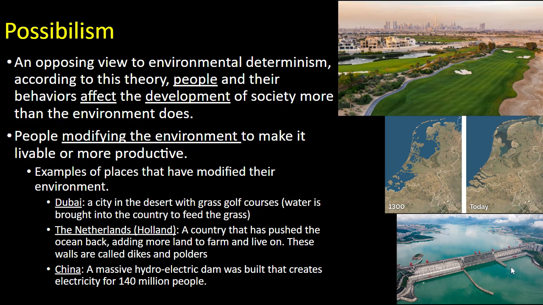All right, China, they built the Three Gorges Dam. As you see in this bottom right picture, it's the biggest hydro dam in the world. It has generated electricity for 140 million people. That's roughly a third of America's population. Isn't that interesting? One hydro dam can generate enough power for a third of America's population.